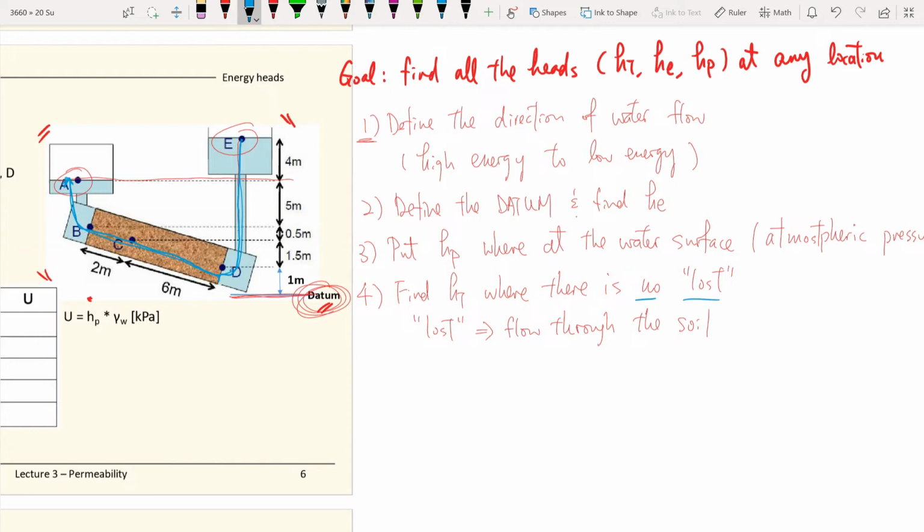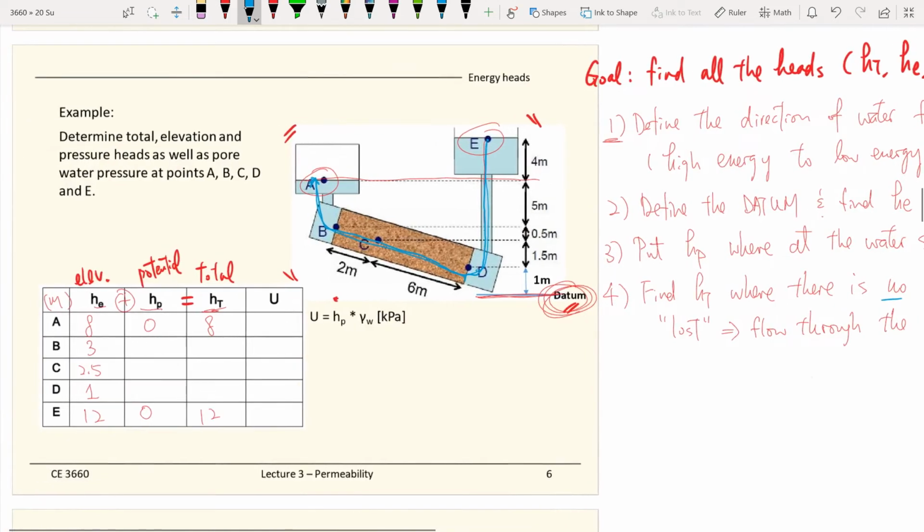And we can find out the total head from point E to point D. At point E, we have a total head of 12 meters. This is what we found out. And if there's no loss, then the total head will be the same. So at point D, we will also have the same total head of 12 meters because there's no loss.